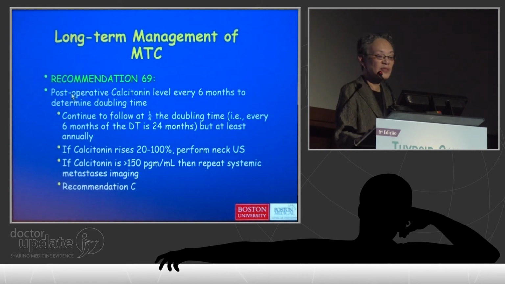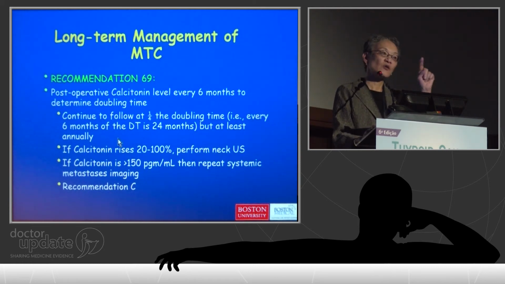So the recommendation for long-term follow-up is the post-operative calcitonin every 6 months to determine a doubling time. And then once you've established what that doubling time is, you want to follow it at 25% of that doubling time. So if I've calculated my patient has a doubling time of 24 months, then I should check a calcitonin and CEA every 6 months, which is 25% of that 24.